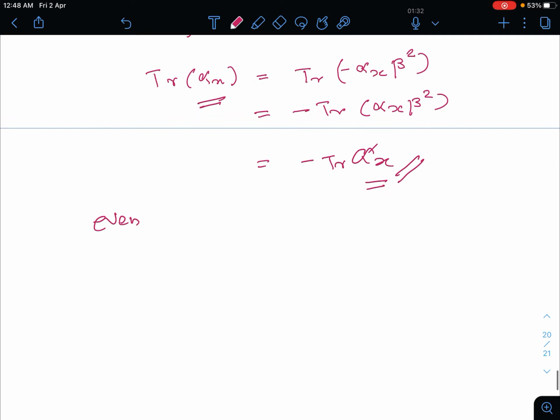We have the Pauli spin matrix sigma x as 0, 1, 1, 0.